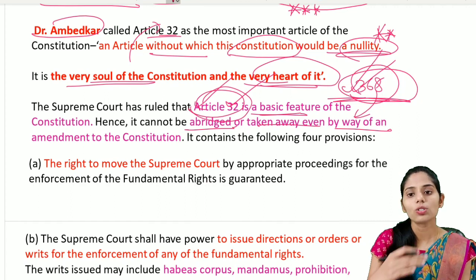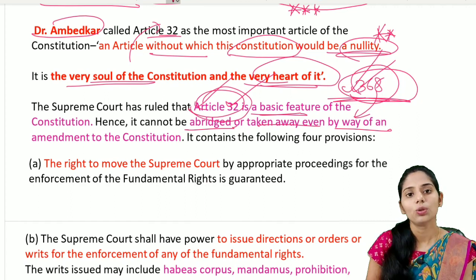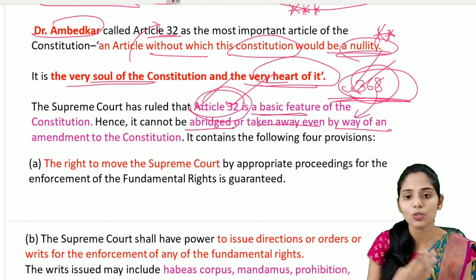So if you see, it also contains four important provisions. Those are, the first one is the right to move to the Supreme Court.